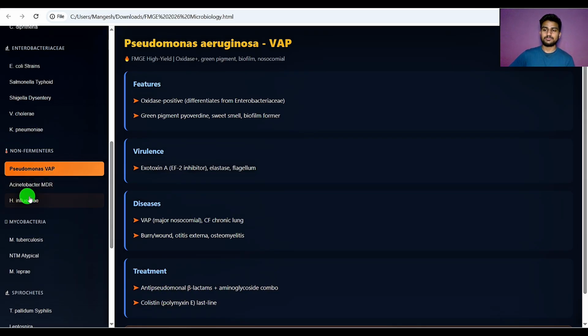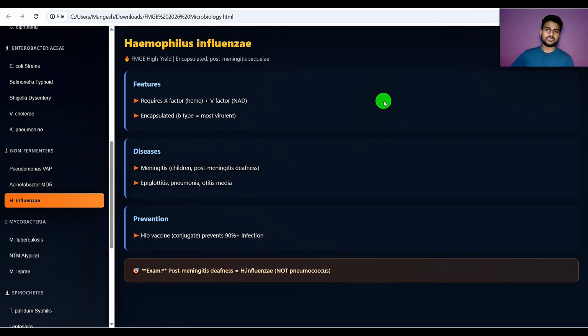Here you guys can see. Let's move towards the next bacteria, and that will end this section of non-fermenters. The last one is Haemophilus influenzae. This is a very common condition in India, so that's why you have to study it. It was not asked in recent exams, but still it is one of the high-yield topics, so that's why it is included in this session.